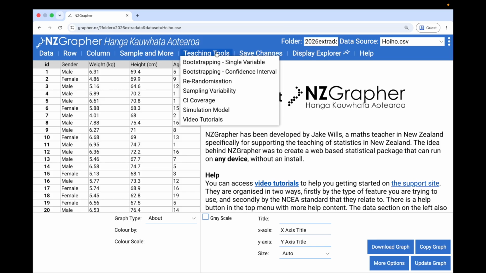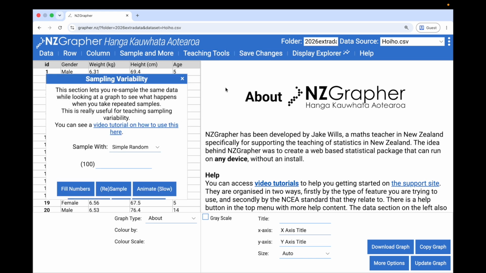We've got six teaching tools now that are trying to cover off the more complex, I don't know if complex is quite the right word, but particularly the newer bits of maths, the ones that aren't necessarily instantly intuitive. The first one we're going to have a look at is sampling variability, because this is probably the one that we do at the lowest end.